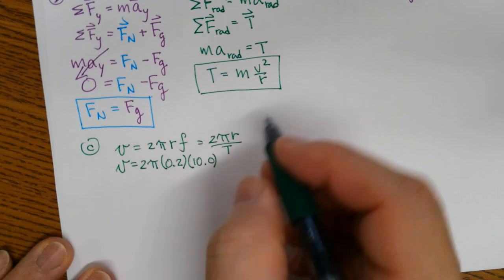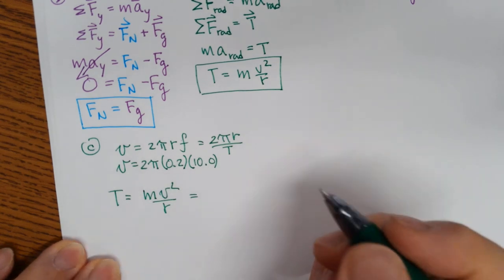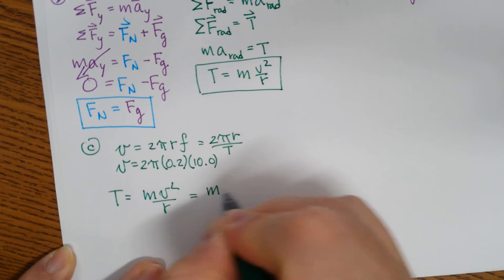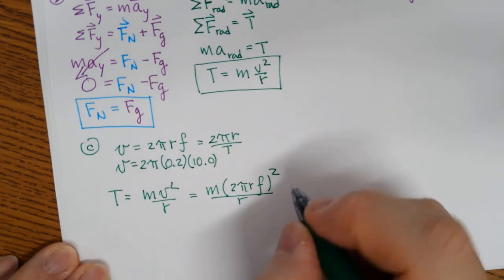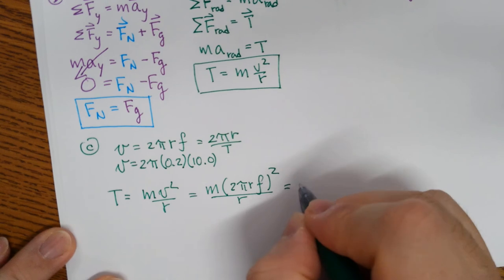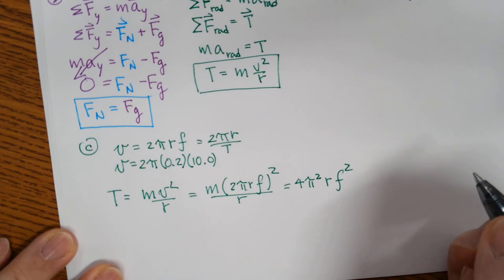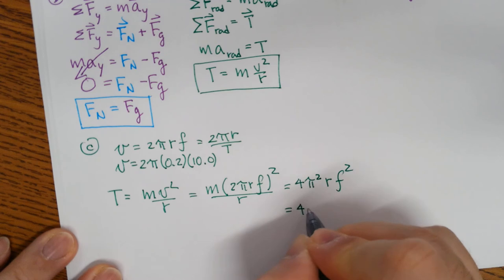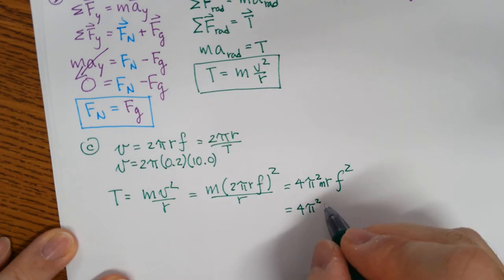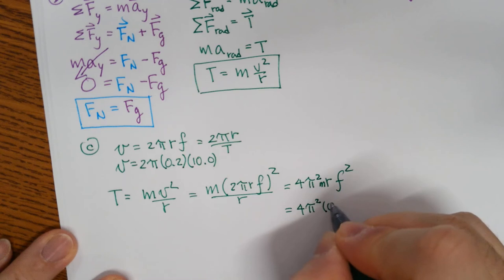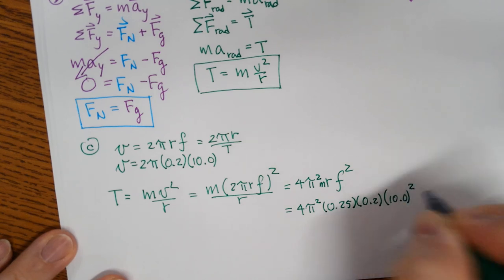Well, if we were to just say that tension now is equal to m v squared over r, therefore, you can say m times 2 pi r f squared over r. If you work that out, you're going to get 4 pi squared m r f squared. So if we plug the values in, 4 pi squared, I forgot the m. I knew something was messed up. I forgot the m. All right, so 4 pi squared m, which is 0.25, times r, 0.2, times 10.0 squared.